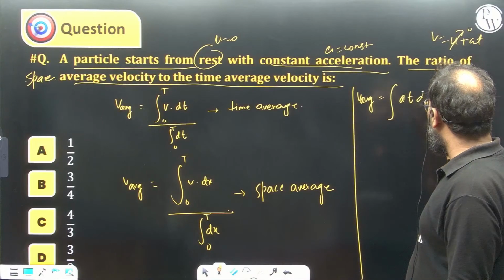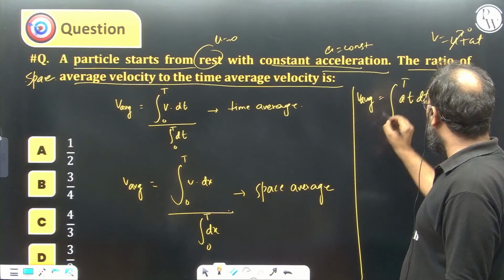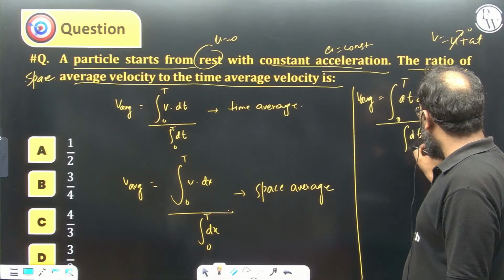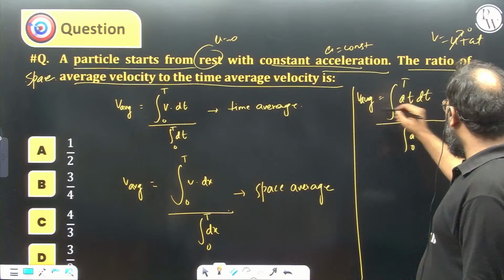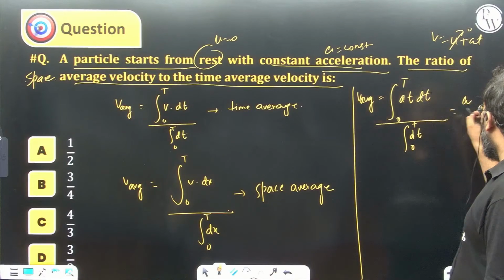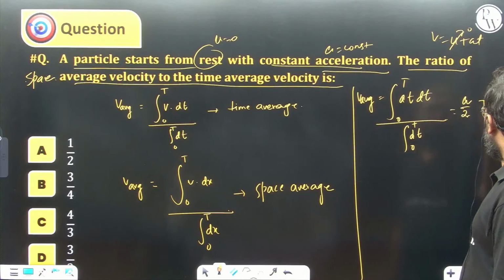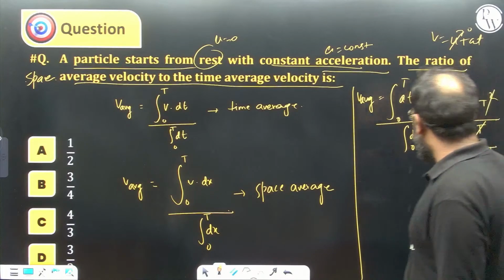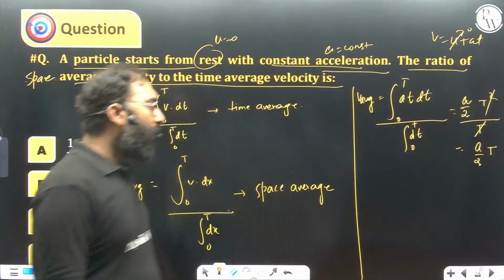So integral A t dt from 0 to capital T divided by integral dt, and the limit is from 0 to capital T. A outside, this is t square by 2, and the denominator gives capital T. One T will get cancelled. So A by 2 into T. This is the time average velocity, okay.